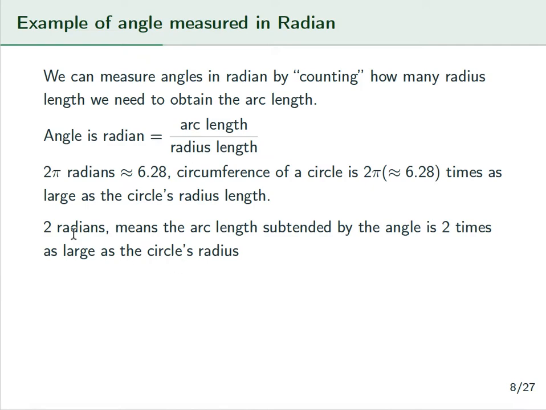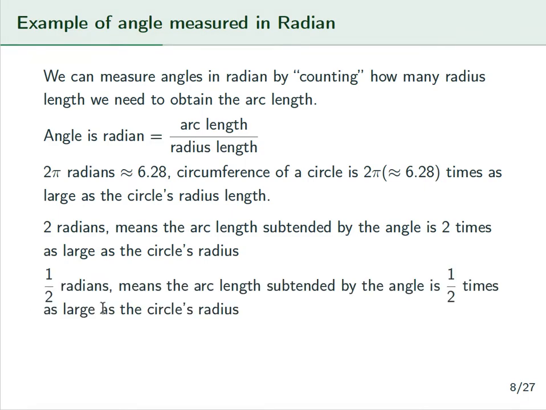2 radian, it means that the arc length subtended by the angle is 2 times as large as the circle's radius. So you see the pattern here. Half a radian, 1/2 radian, means that the arc length subtended by the angle is half times as large as the circle's radius. So this is how we view and understand the angle in radian measure.